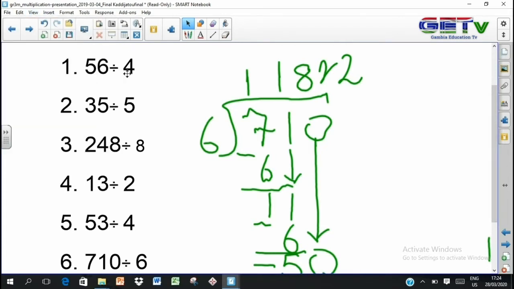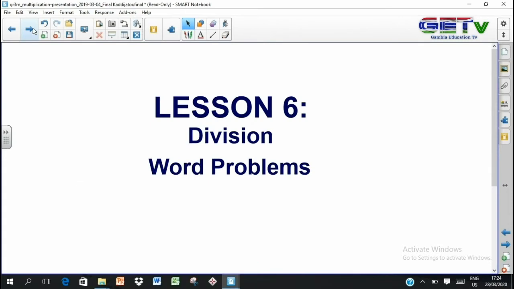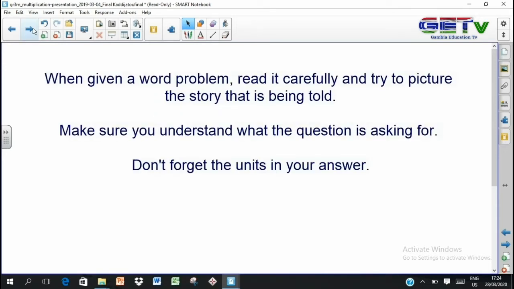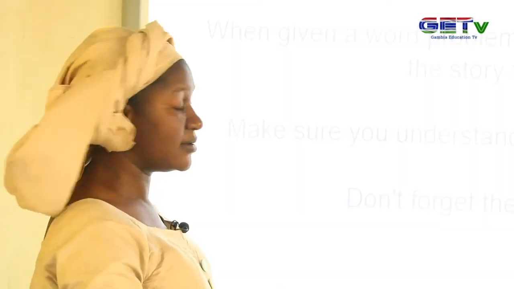Let's go to today's work. That is word problems using division. Let's look at this instruction together. It says, when given a word problem, read it carefully and try to picture the story that is being told. Make sure you understand what the question is asking for. Don't forget the units in your answer.